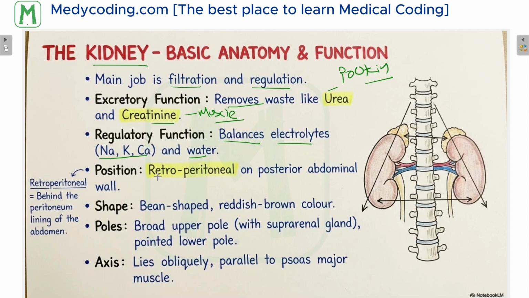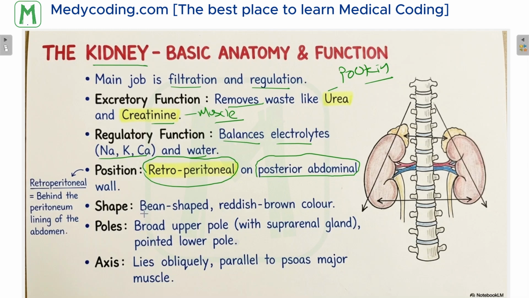Next is, what is the position of the kidney? This is very important. The kidney is a retroperitoneal organ. Retro means behind. Peritoneum is the lining of the abdomen. So the kidney is found behind the peritoneum. Also, it is found in the posterior abdominal wall, on the posterior side, not on the anterior side. So it is easy to go from the posterior during surgery to access the kidney.